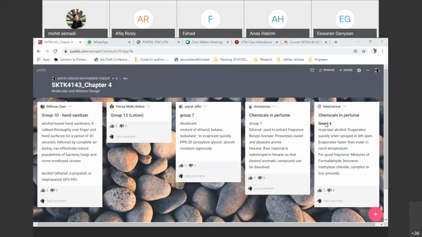Alcohol, yeah, 95%. Is it? Oh, up to 95%. It's possible, 95%. It's quite a lot, 95%.